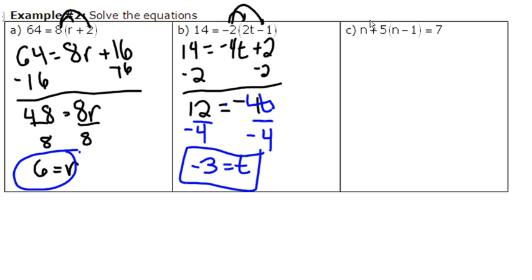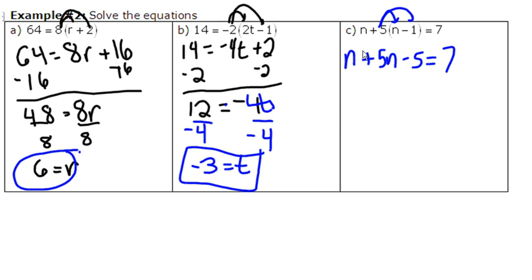So our last example. Again, I have to use the distributive property. So that always comes first. I need to get rid of the parentheses. The n over here I haven't used. I can't combine n plus 5. Order of operations, we have to do parentheses first. So I have n plus 5 times n, so 5n. 5 times negative 1 is negative 5, so minus 5.